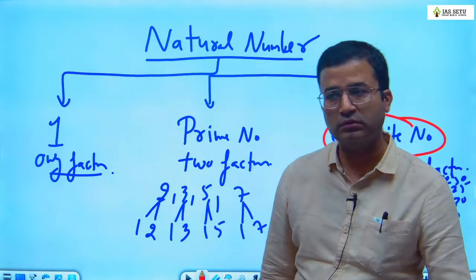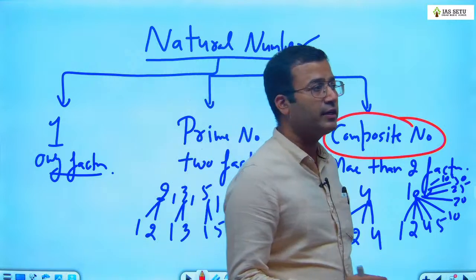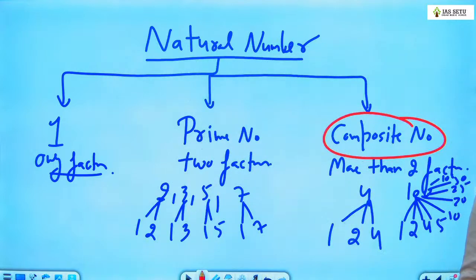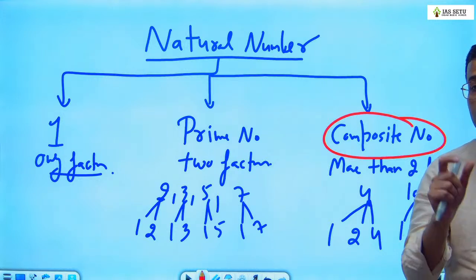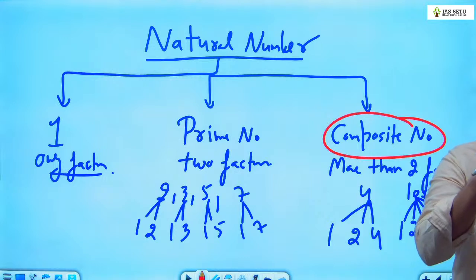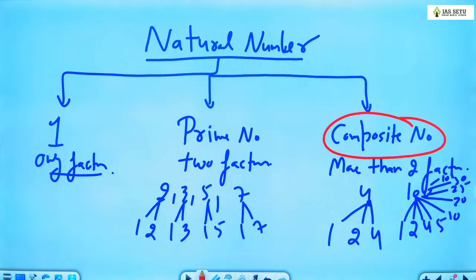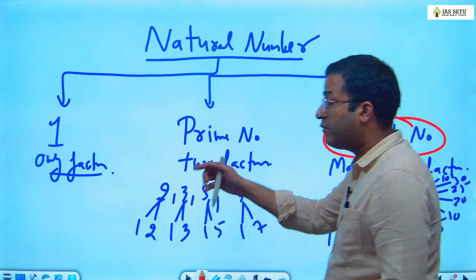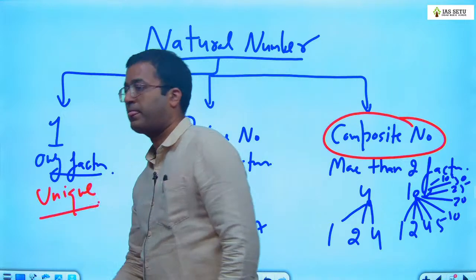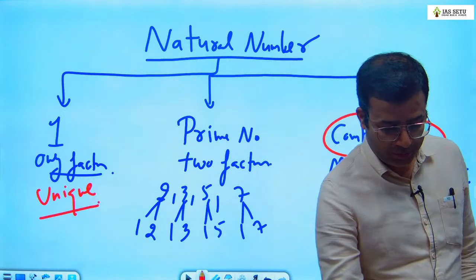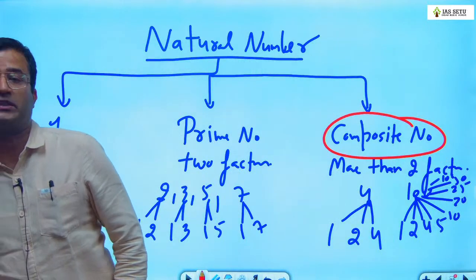He is right, 1 is neither prime nor composite. Some students get confused: can we consider 1 as the smallest prime number? 1 is neither prime nor composite, because for a prime number, what is the condition? It should have exactly 2 factors, and 1 does not have 2 factors, 1 has only 1 factor. And 1 is unique. Write down a property: 1 is neither prime nor composite, 1 is unique.